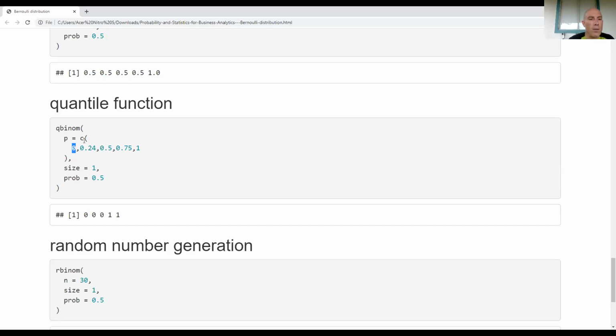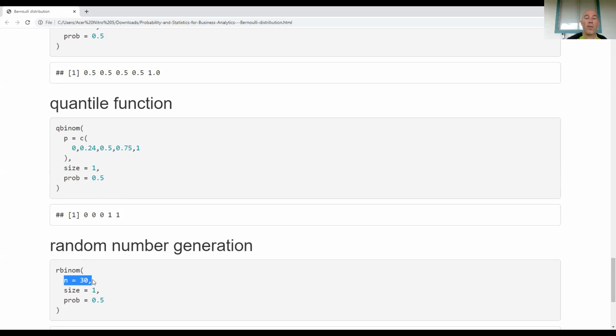So here, if I plug in 0 for the probability, I see that I get 0. If I plug in 0.24 as my probability, the quantile value is 0. If I plug in 0.5 for the quantile, I get 0. And then for 0.75 and 1 for the probabilities, I see that I get 1 as the quantile. And so we can see that the R function is splitting the two values in half along the quantile values.